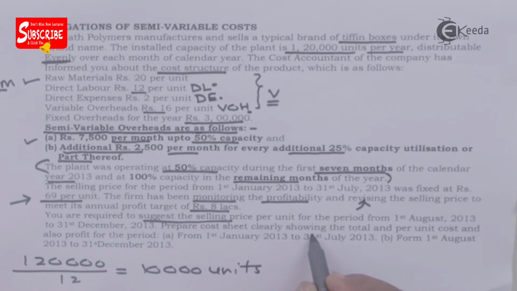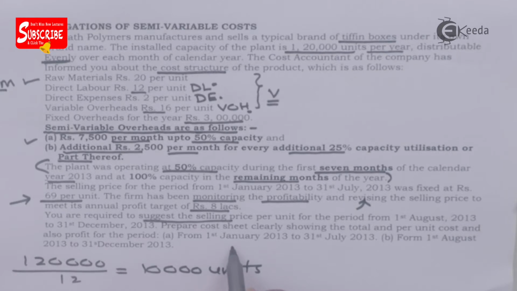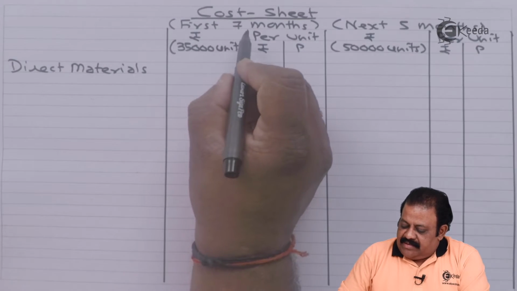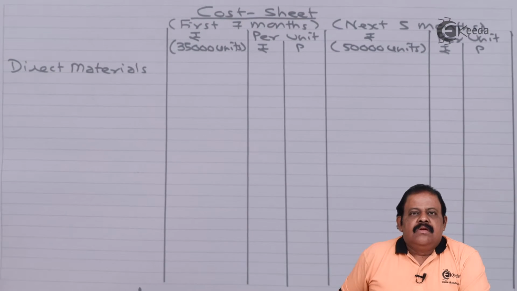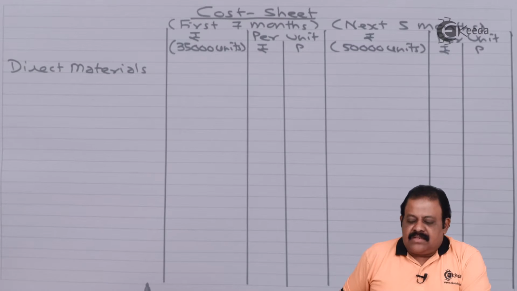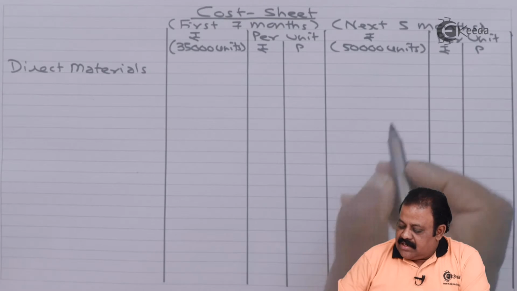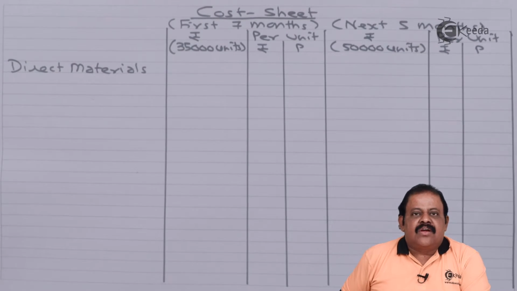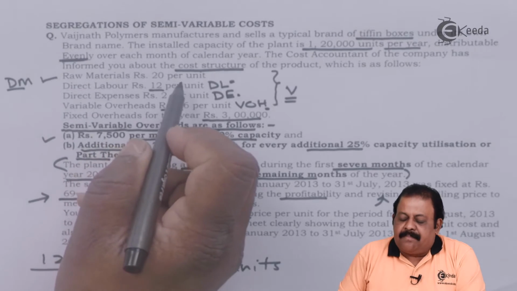Prepare a cost sheet clearly showing total and per unit cost and also profit for the period, the first 7 months and the next 5 months. We have opened a cost sheet in two parts, first 7 months and the next 5 months, with rupees and per unit columns. During the first 7 months there is an output of 35,000 units. During the next 5 months there is an output of 50,000 units. The first item will be direct materials consumed. In the question they have given raw material consumed at rupees 20 per unit.